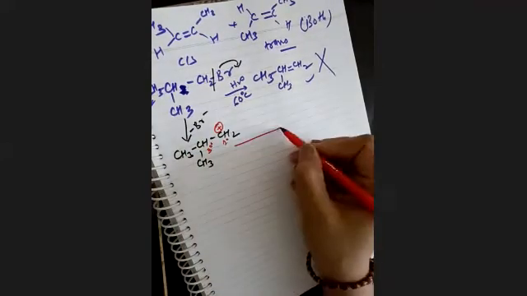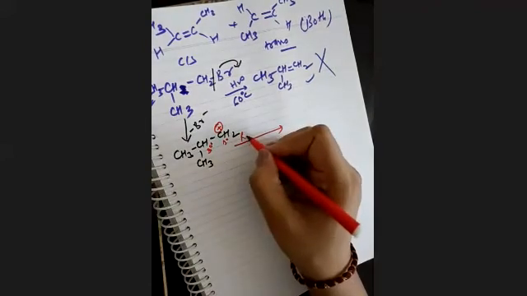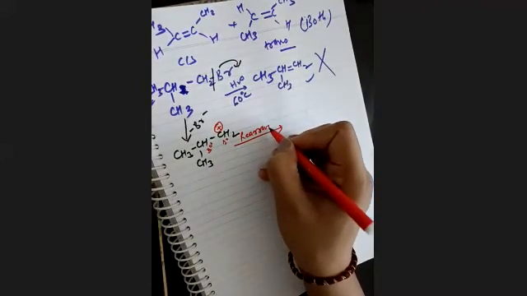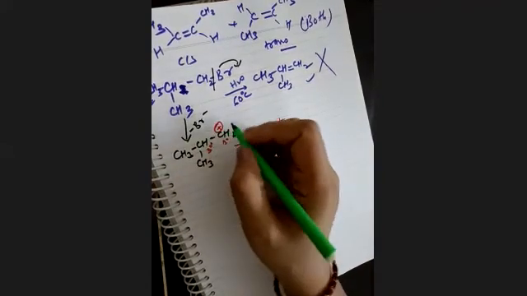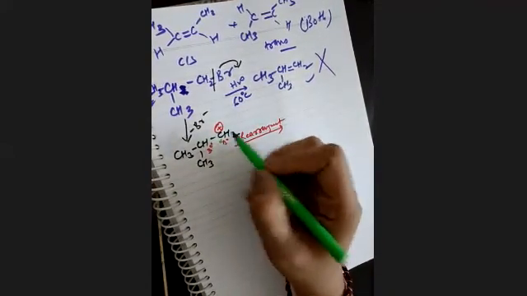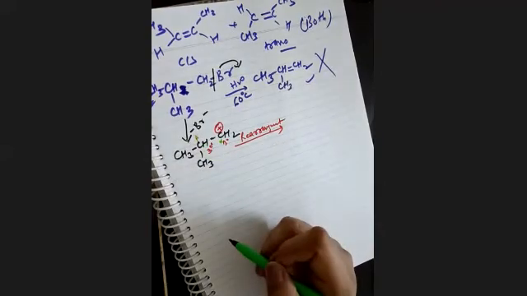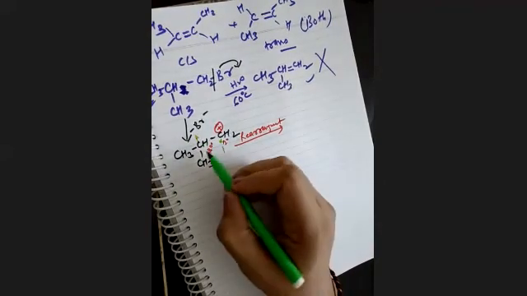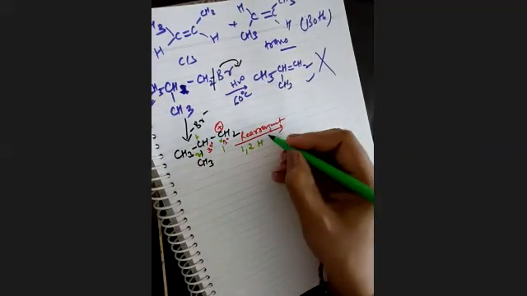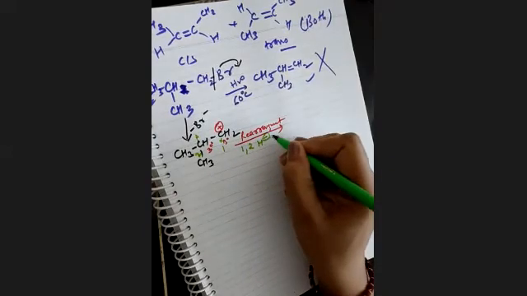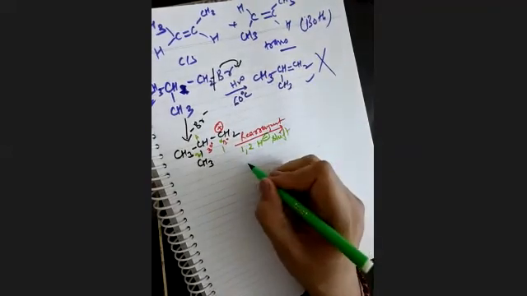So what happens? Rearrangement. And this rearrangement will change your answer. So what type of rearrangement is this? Since this was the alpha carbon, these are the beta carbons. This is the first carbon, this is the second carbon. So a 1,2 hydride shift will be there.